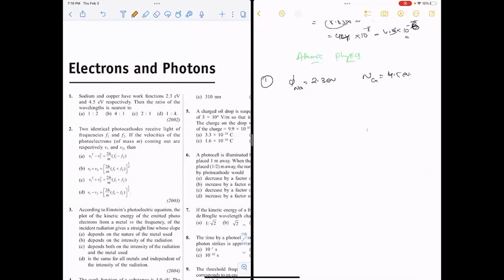That is lambda. So work function is hc by lambda of sodium. So lambda is proportional to 1 by work function. So lambda of sodium by lambda of copper is phi of copper by phi of sodium. So 4.5 by 2.3. Am I right? Approximately 2 by 1. So 1 is to 2 or 2 is to 1? 2 is to 1. Right, guys? Able to understand the work function and its relation with the threshold wavelength?